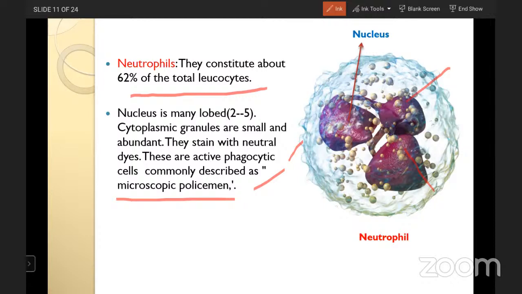Especially, how can we recognize the neutrophil? The nucleus has 2 to 5 lobes. Here in this picture you are observing 3 lobes, which means it is definitely a neutrophil. They stain with neutral dyes and are active phagocytic cells, so they are described as microscopic policemen.